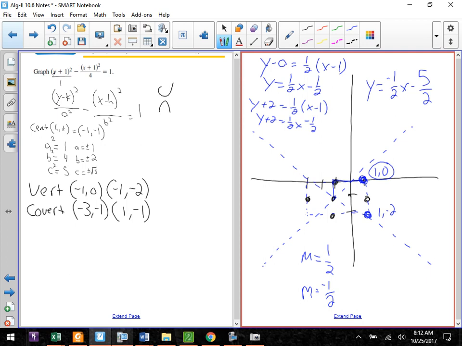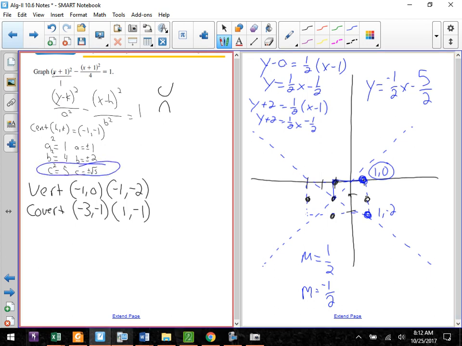So now we've got the covertex, the vertex, the asymptotes. What are we missing? The focus. So the focus is going to be the C value. That's the distance from the center to the focus. Now, the focus has got to go left and right, doesn't it? So I'm adding root 5 to the -1, moving left and right. So root 5 is obviously a little bit more than 2, right? So I would just say it's about here-ish and here-ish.